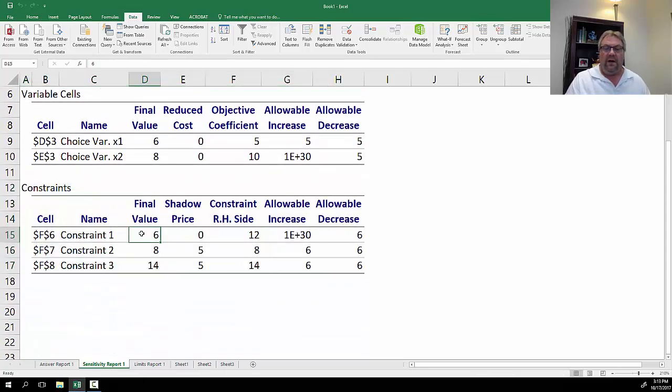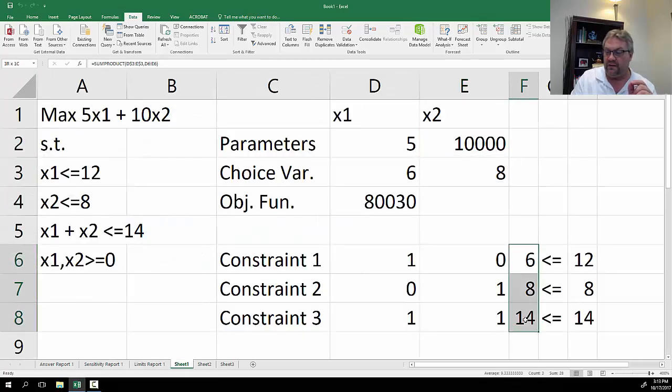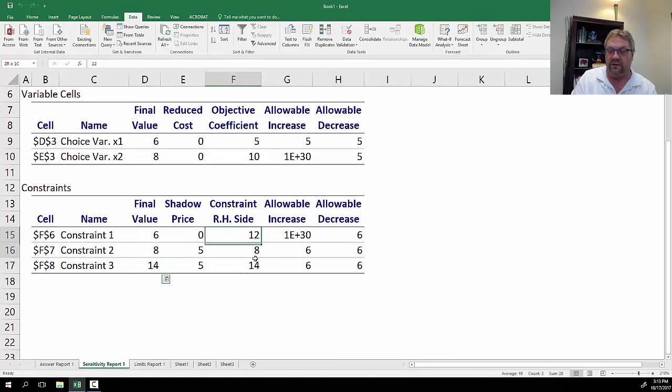Okay. And so here, this just tells you the final value. So this is telling me that I use 6 units of constraint 1, 8 units of constraint 2, 14 units of constraint 3. Here are the right-hand side constraints. In other words, that's this column, the 12, the 8, and the 14.